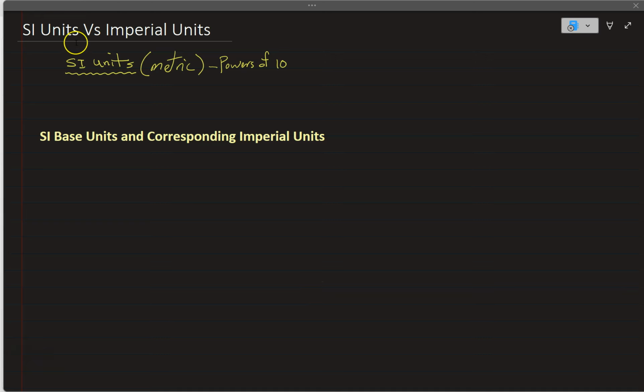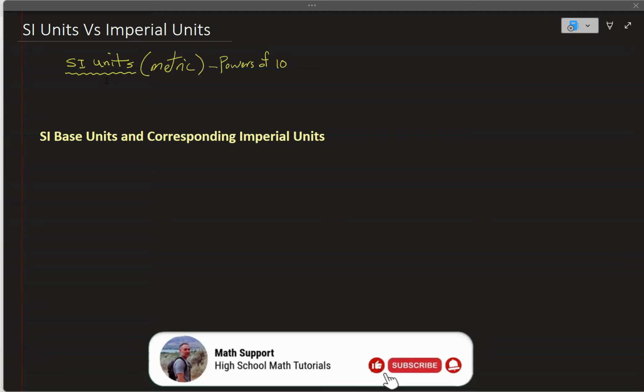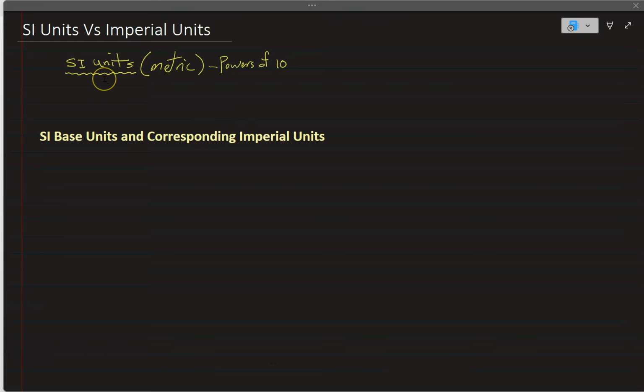So today's lesson is about SI units versus imperial units, that is, the International System of Units in science versus the imperial units. It is basically a way of using the same language across the world when it comes to science and anything science related. The SI units, originally in French, Système International d'Unités, in English is International System of Units. Basically it's a metric system and it's powers of 10. I'm going to show you the difference between the SI units and imperial units.